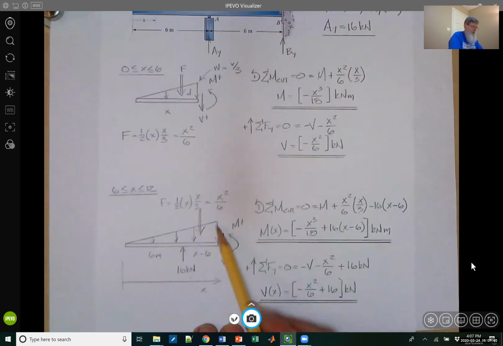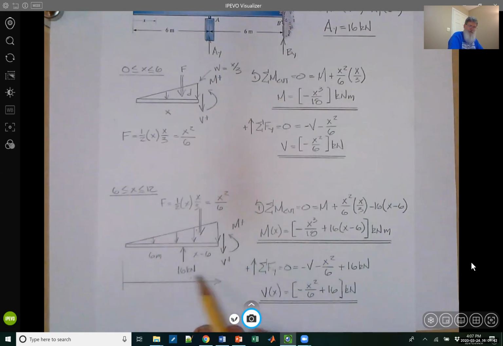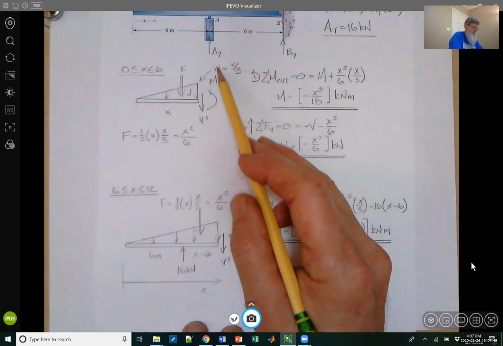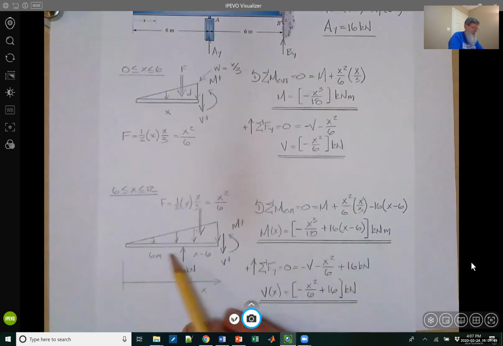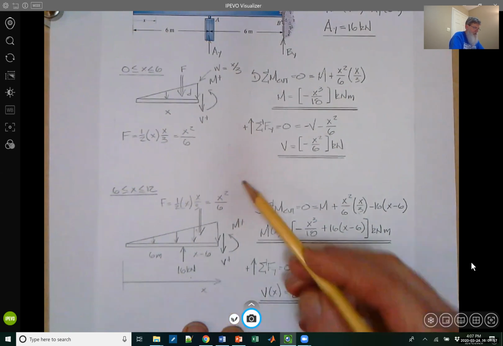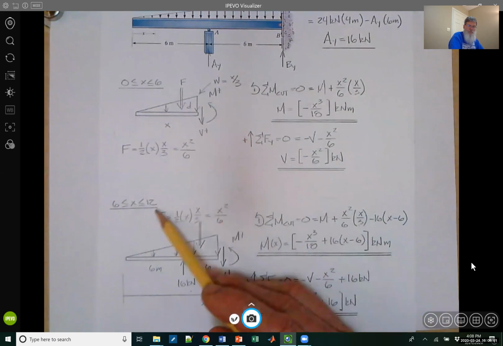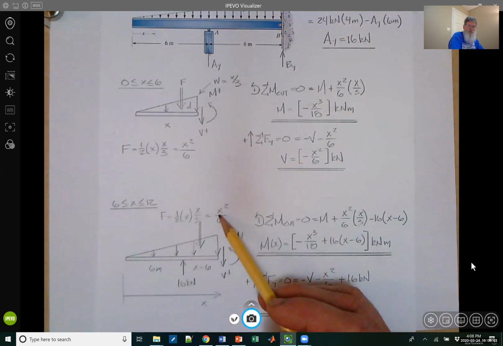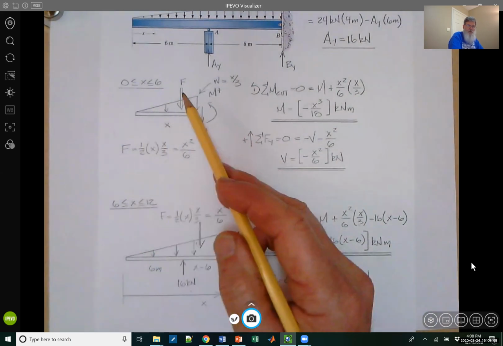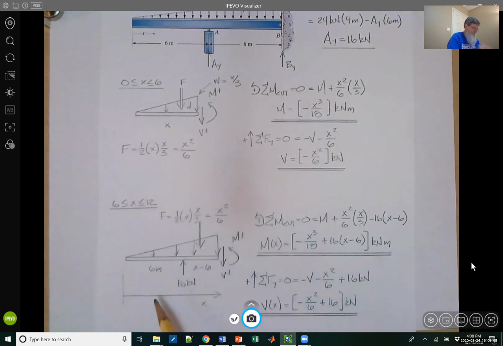So here's my left-hand free body at some distance x. Well, there's my load from A. And that's at 6 meters. So then this variable segment would be the total distance x minus 6, x minus 6. I know the intensity of the load here is still x over 3. So my force is the same. Of course, the range of x is different. Here it was 0 to 6. Here it's going to be 6 to 12.